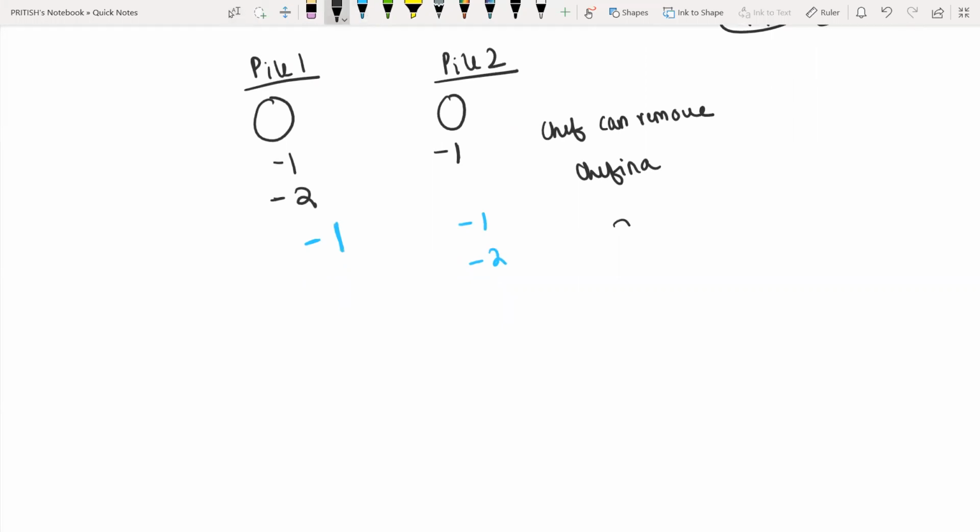So assume that there are two stones. So the chef will remove all the two stones. So Shefina will win. This is the direct approach, no?